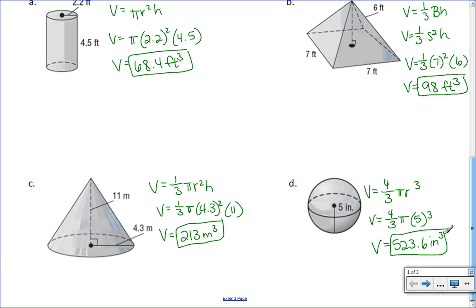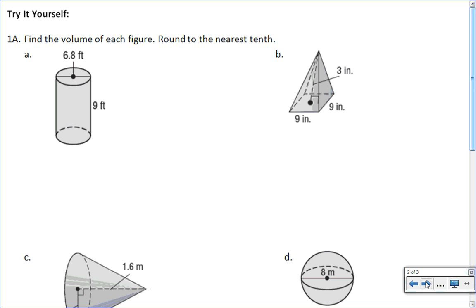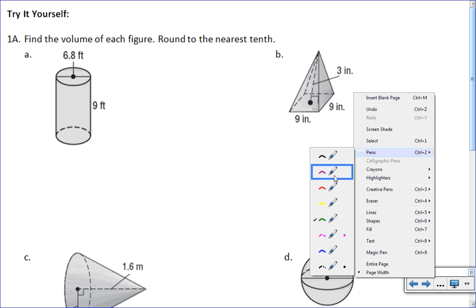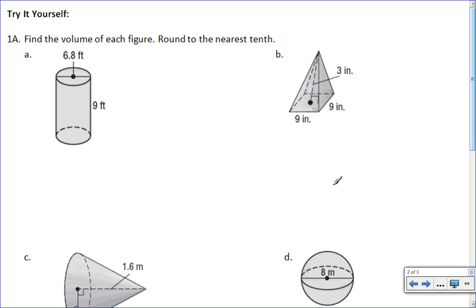Okay, at the top of the next page, there are 4 similar problems for you to try on your own, so pause the video and find the volume of each of those. When you're ready to check your answers, go ahead and press play.